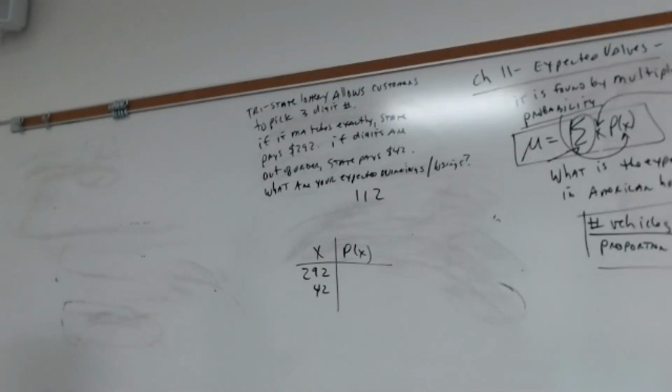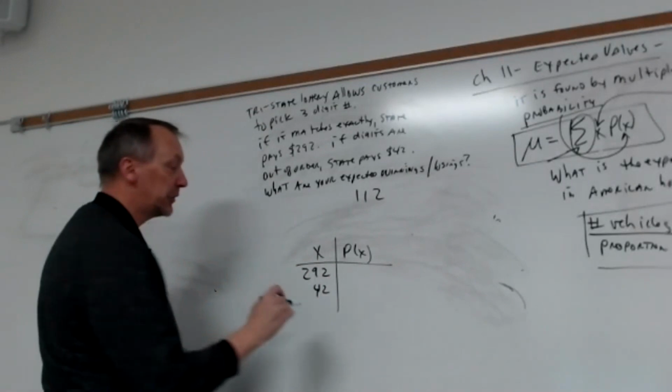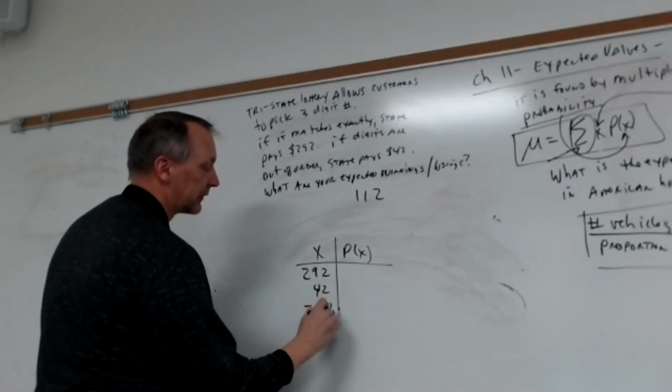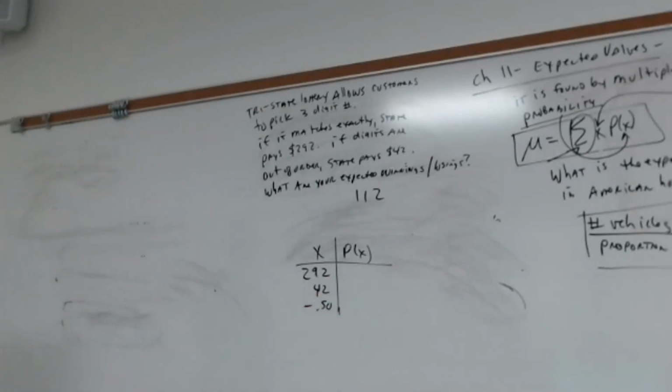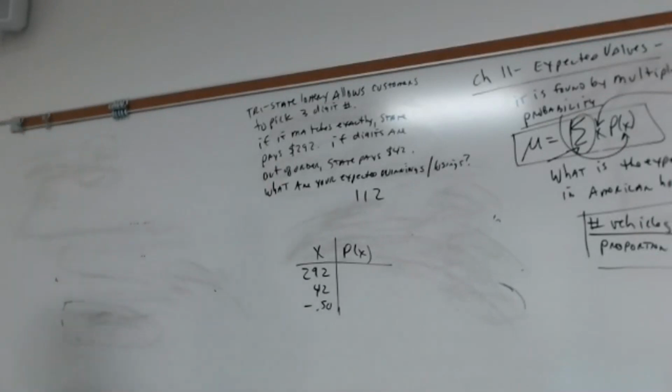How much is it? 50 cents, right? You could lose your ticket, so that's going to be a negative number because you're going to lose it, negative 0.50. Does that make sense? Do you understand how I got the X? Will you give us the 50 cents on a test, or should we just know that? Yeah, you would need to know something like that in order to do this problem.